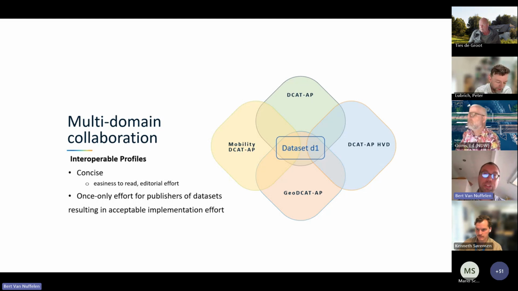And you want to offer support to your publishers of those data sets so that they have to do a once-only effort for describing those data sets. A little bit extra for the mobility, a little bit extra for the high-value data sets, and just bring this together in one coherent story for those publishers. That's the focus we want to take into account with DCAT-AP nowadays way more.